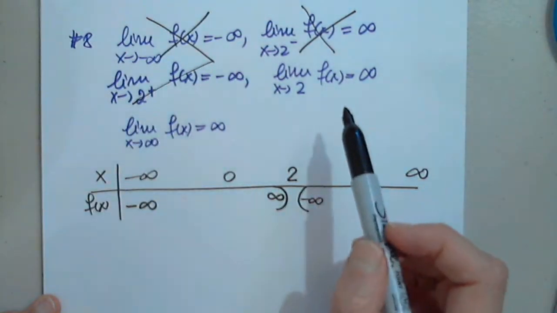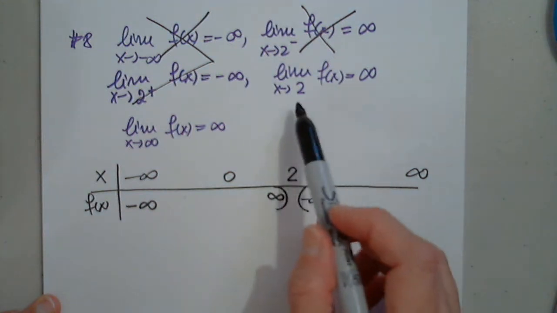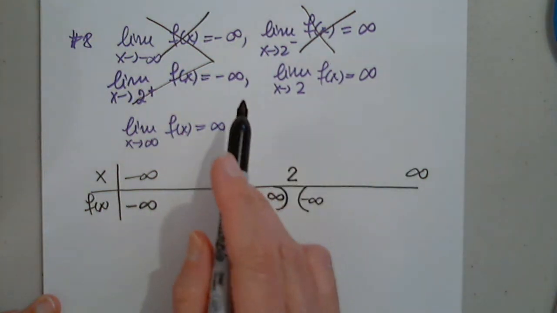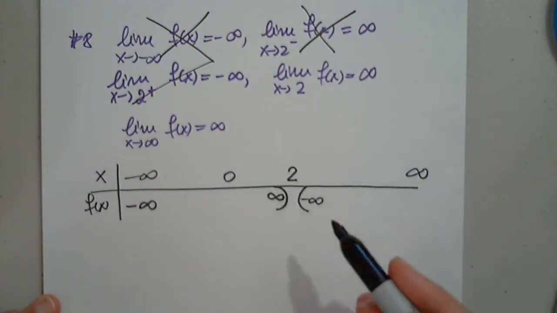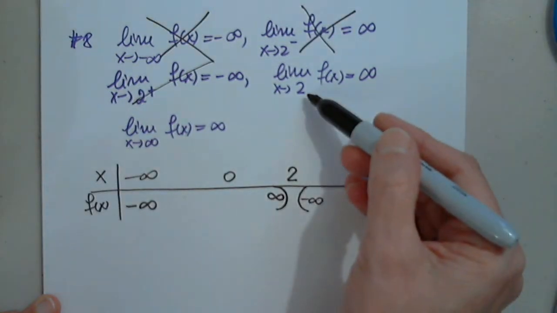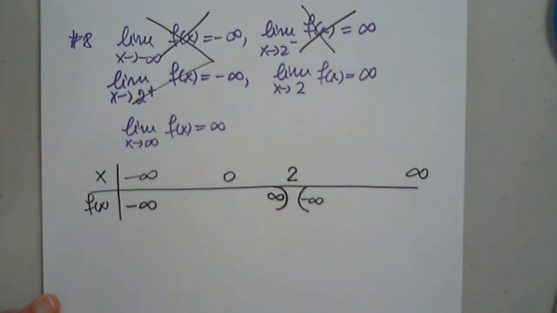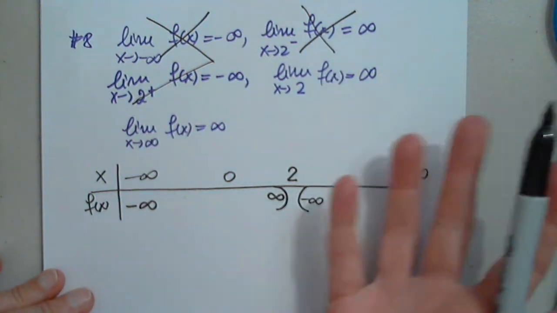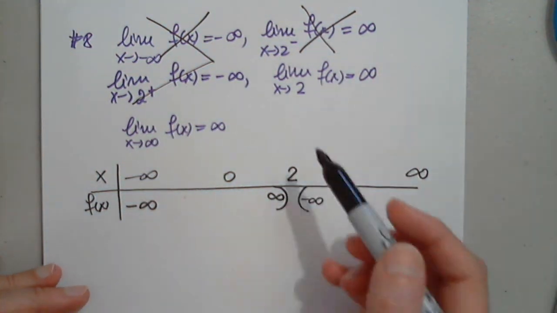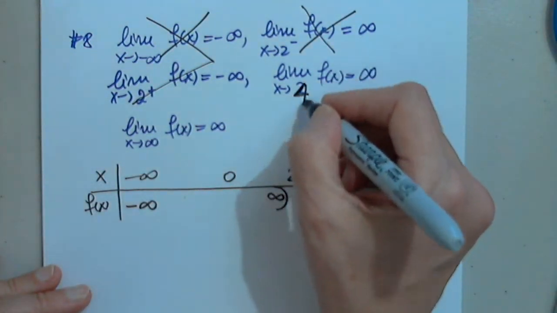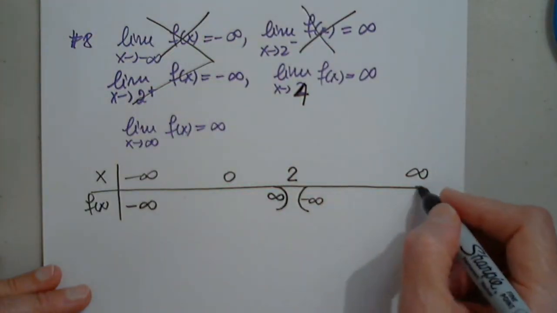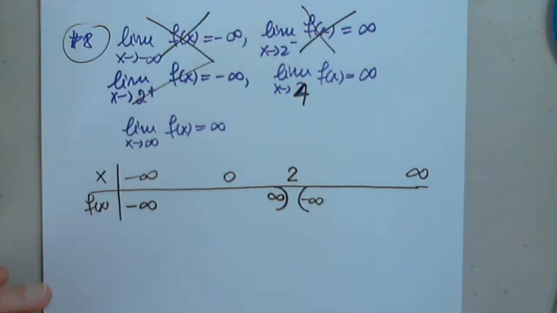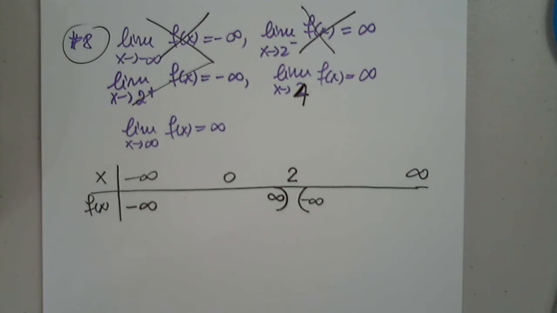Done. This makes no sense. Because they're telling us the limit from the left is infinity, the limit from the right is negative infinity. The limit from either side of 2 cannot be infinity. I mean, is it infinity or is it negative? It cannot be both. So I'm going to change this into a different number. Just give me any number but 2. 4. It doesn't work. Something is wrong. They have a typo. So I'm going to make myself a note and let them know.